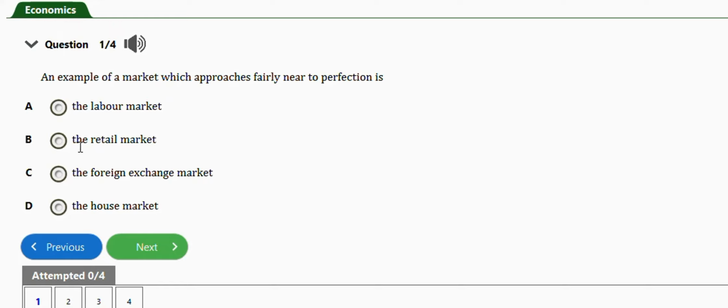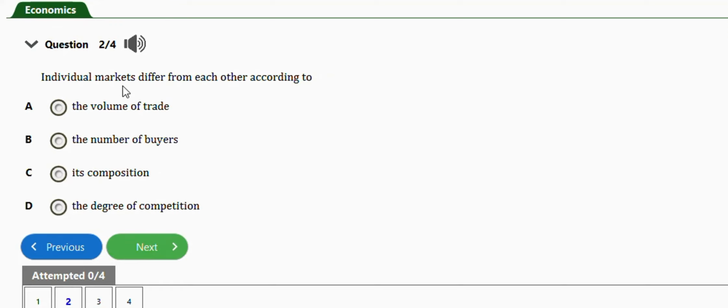so we have the labor market, the retail market, the foreign exchange market, the house market. The right answer is option C, which is the foreign exchange market. Okay, the next question is this one. It says individual markets differ from each other according to the volume of trade, number of buyers, its consumption, the degree of competition. So the right answer is option D, the degree of competition.